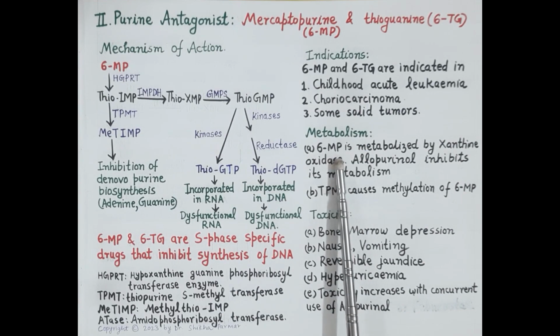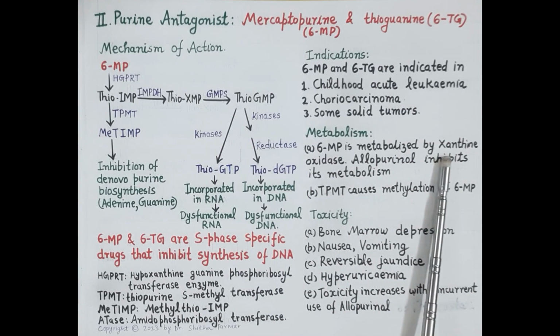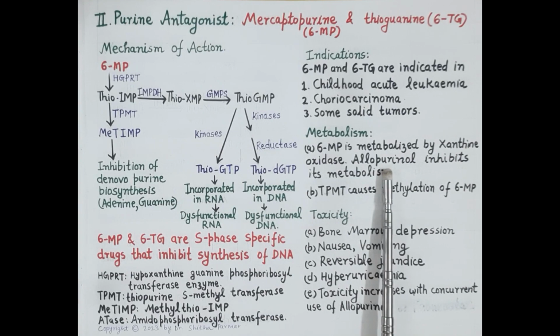Now, 6-mercaptopurine is metabolized by the enzyme xanthine oxidase. Now, the drug allopurinol inhibits the enzyme xanthine oxidase. So, co-administration of allopurinol along with 6-mercaptopurine inhibits metabolism of 6-mercaptopurine and increases its toxicity.